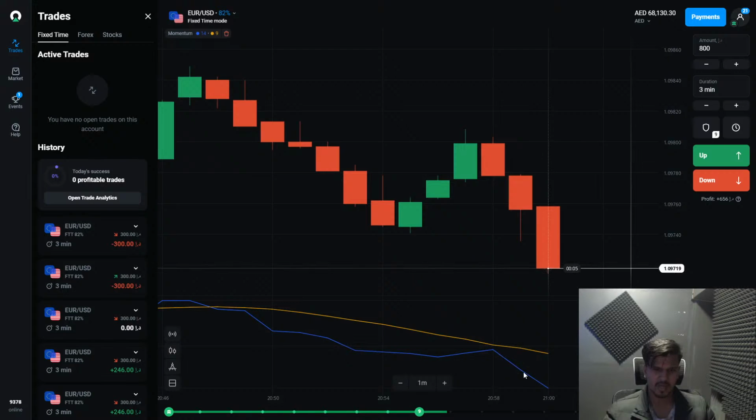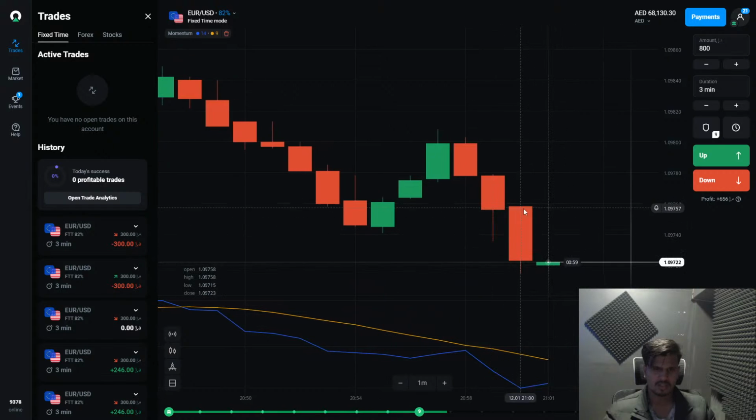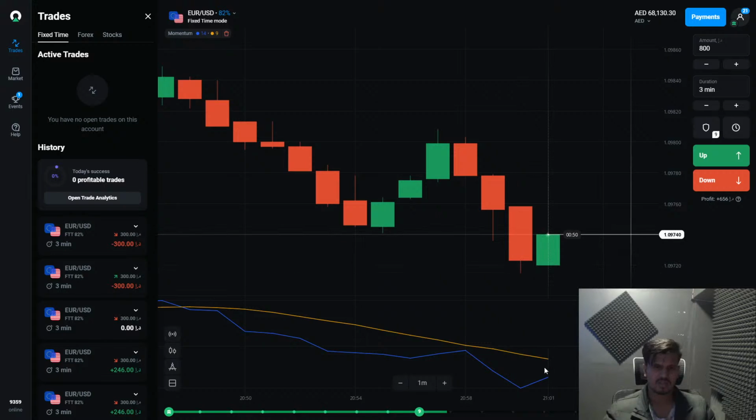See, this momentum line, the blue one, is going to the downside. The yellow one is also moving to the downside. So this Japanese candlestick is formed in which direction? In the lower direction, as you can see here.